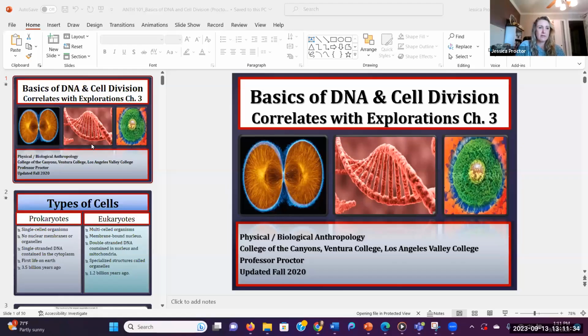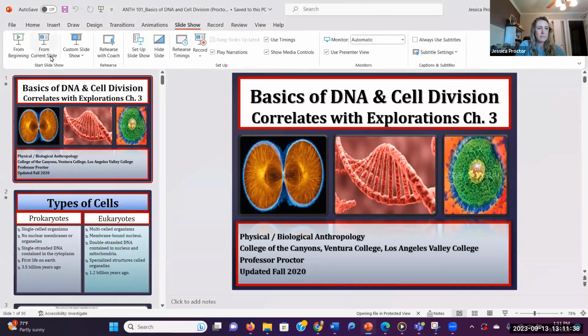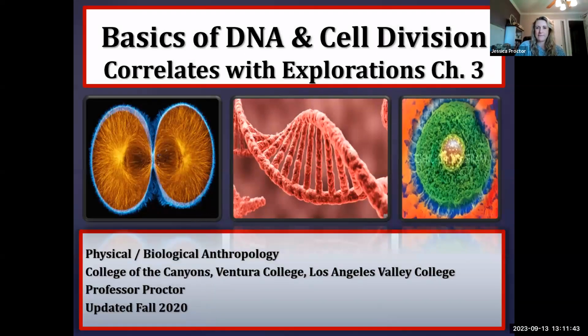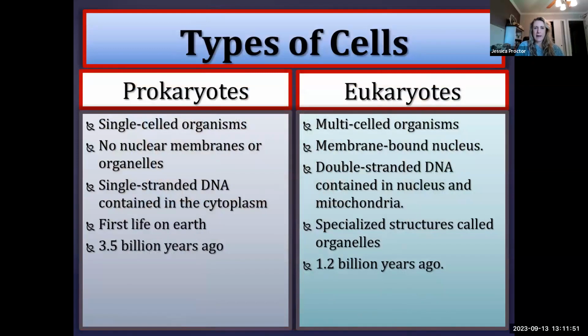which is going to be the basics of DNA and cell division. We'll talk about chromosomes. We'll start talking about genetics a little bit, Punnett squares, all that good stuff. So this is the basics of DNA and cell division, which will correlate with chapter 3 in the Explorations textbook. All right, so first let's talk about the types of cells.